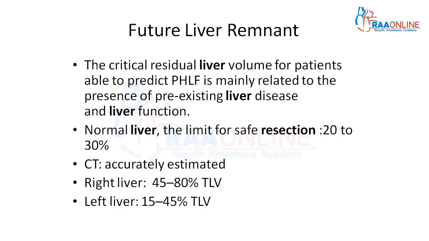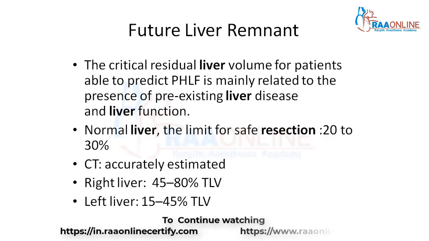Now, how can you decide this? A CT gives you an accurate estimation, and all patients posted for liver resections will have an FLR calculated. Mind you, the right liver constitutes 45 to 80% of the total liver volume, and the left liver 15 to 45% of the total liver volume.